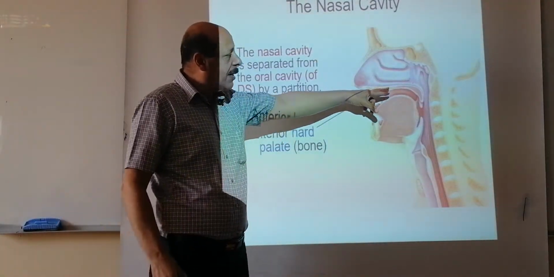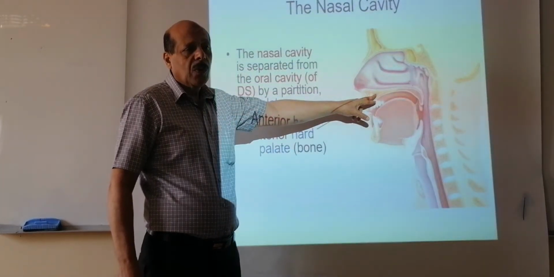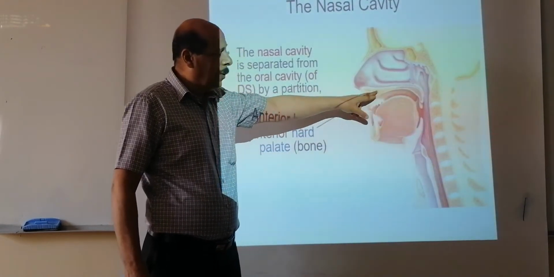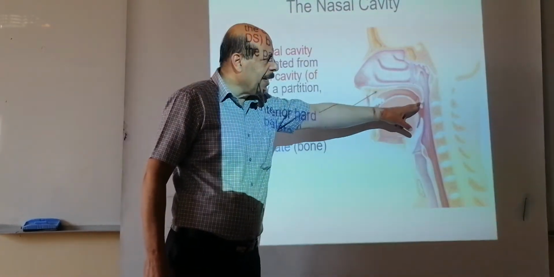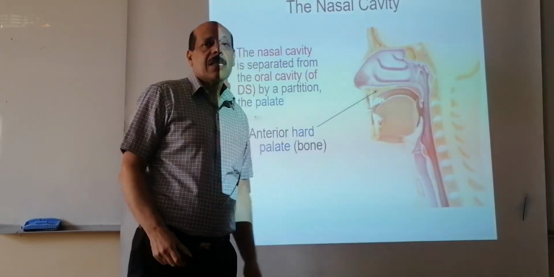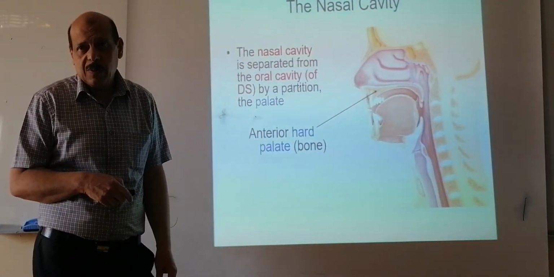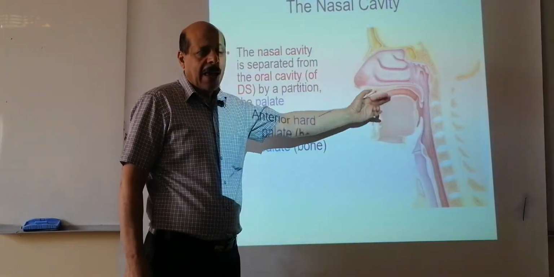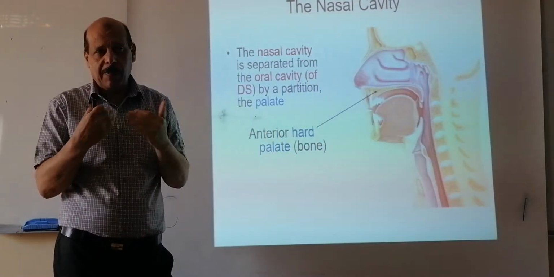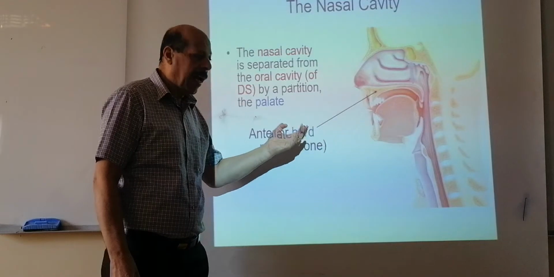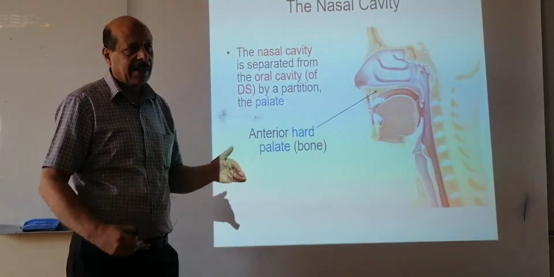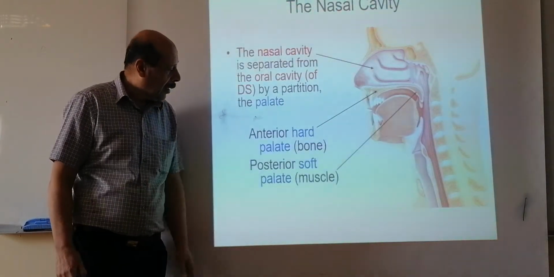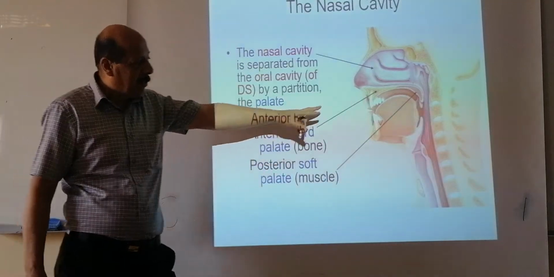The hard palate is formed of bone. The soft palate is formed from muscular tissues. So the nose and the mouth are separated from each other by the hard and soft palate. The posterior part is soft as it is a muscular layer.